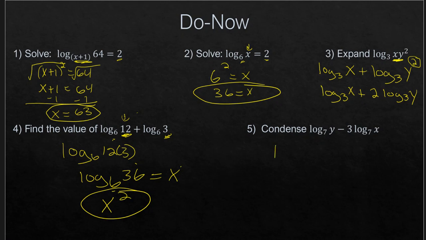The last one, this one is just condensing, so you don't have to solve this one. So it's going to be the log in base 7. Subtraction is undoing division, so again, the first number goes on top, so it'll be y over x. So that's our last answer. All right, let's go to the new stuff.